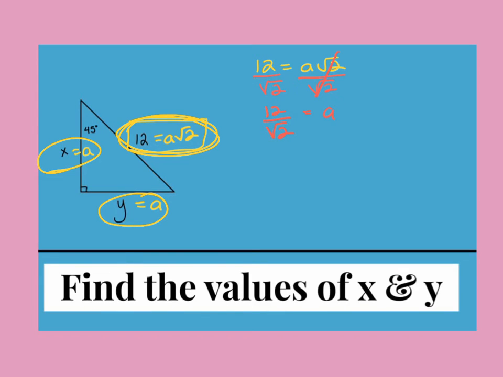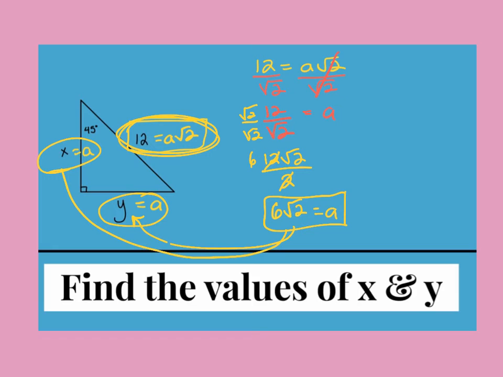Can you leave a root in the bottom? No. We rationalize by multiplying by the square root of 2 over the square root of 2. And I get 12 root 2 over root 2 times root 2, which is 2. Then I simplify and I get A equals 6 root 2. So A is also the X and the Y. X equals 6 root 2. Y equals 6 root 2.